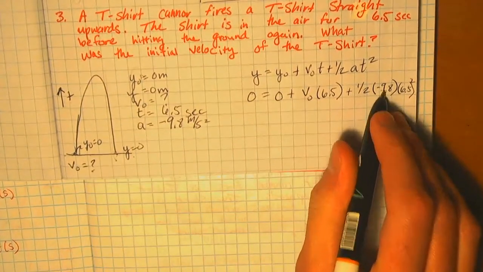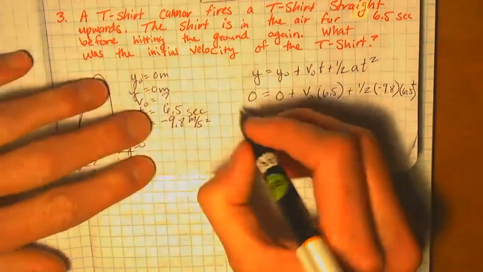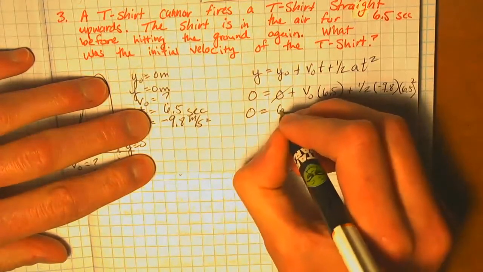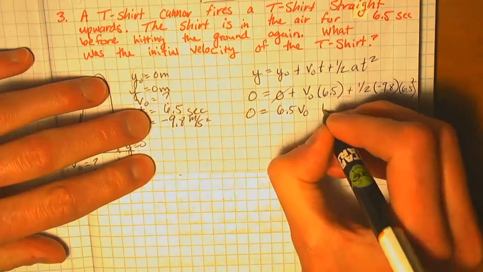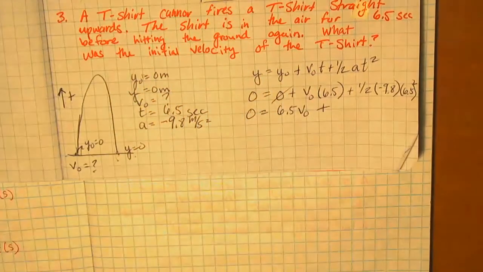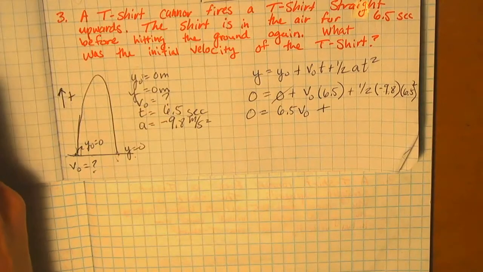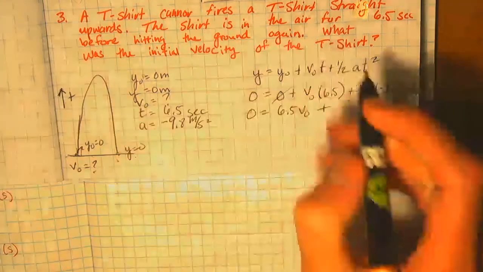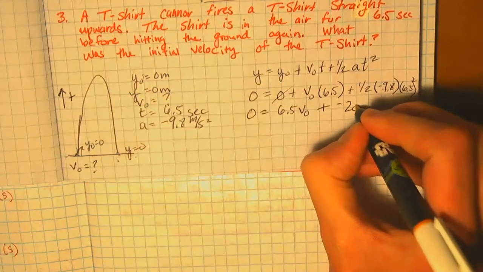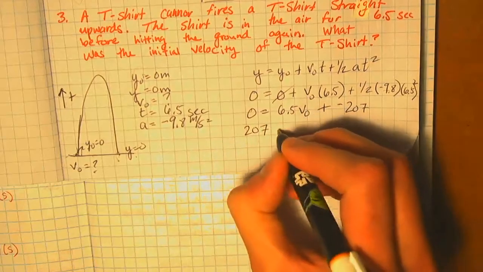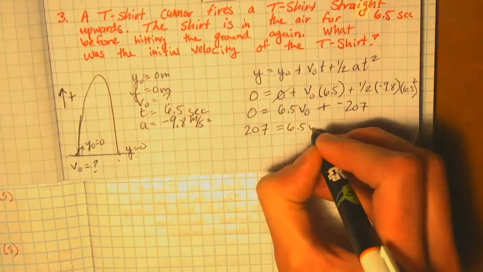So then, let's see here. 0 is equal to 6.5 v naught plus, it's going to actually end up being negative, isn't it? So let's do this. We have 0.5 times negative 9.8 times 6.5 squared, which is going to be negative 207. So add that to the other side. 207 is equal to 6.5 v naught.